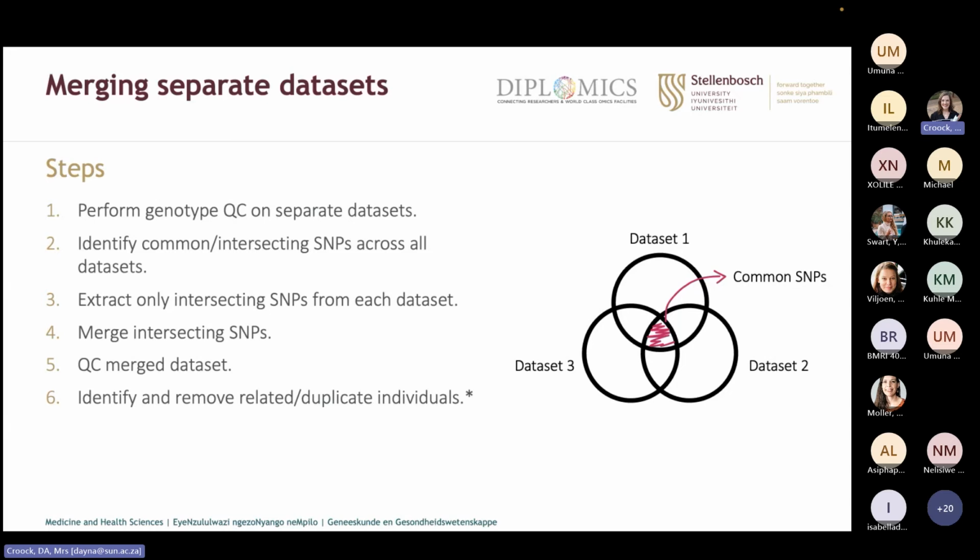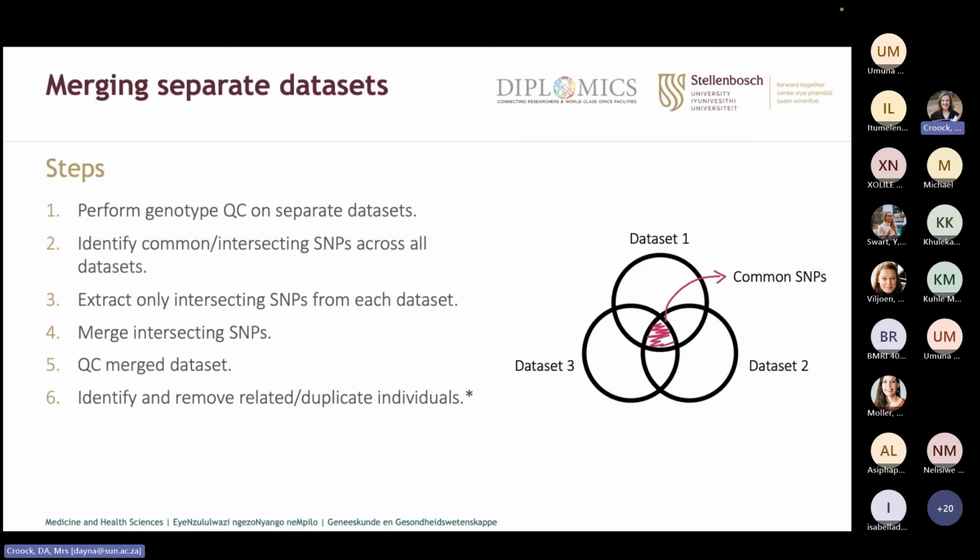You may want to identify and remove individuals that are related or individuals that are duplicated. For example, if you're combining two different data sets that were performed by two different studies, one individual may have been genotyped in both studies. You probably want to remove that individual because you're just duplicating the data. Sometimes you want to remove related individuals because these can also introduce spurious results downstream.